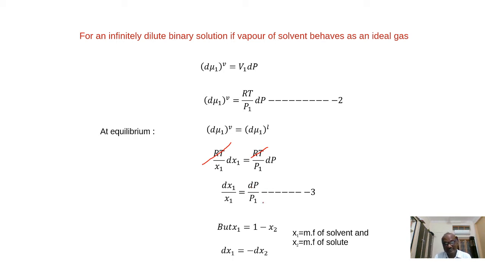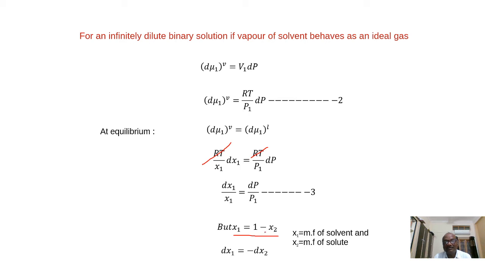What is x1? We said x1 is the mole fraction of the solvent, whereas x2 is the mole fraction of the solute. Let us substitute x1 equal to 1 minus x2, because the sum of mole fractions is always equal to 1 in the system. Only two components are here, one is solute and the second is solvent. The mole fraction of solvent is x1, and of solute is x2. So x1 plus x2 is equal to 1. Therefore x1 is equal to 1 minus x2.